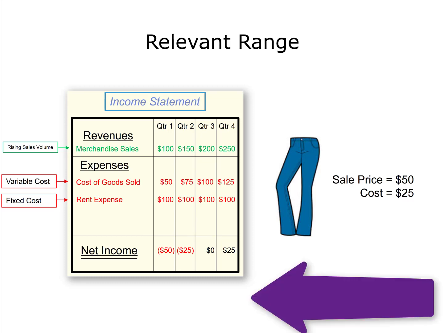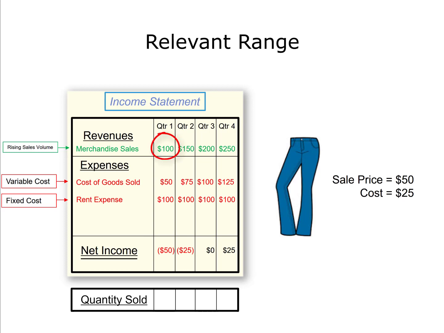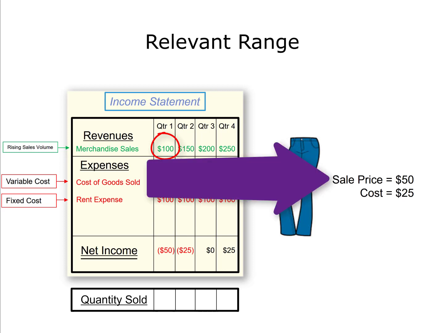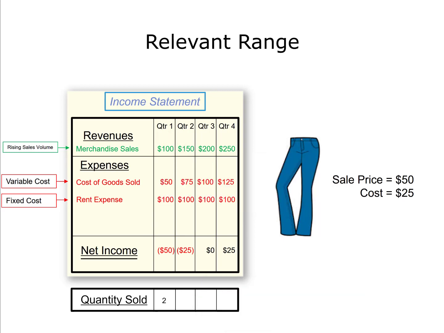So let's calculate the quantity of jeans that she has sold each quarter. Sales in the first quarter were $100. And she sells jeans for $50, so she must have sold 2 pairs of jeans in the first quarter, 3 pairs in the second quarter, 4 pairs in the third quarter, and 5 pairs in the fifth quarter. So it's really a very tiny business. And during this time, her fixed cost, which was renting her parents' garage for $100 per quarter, remained the same.